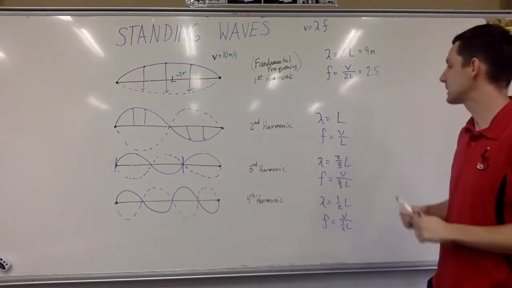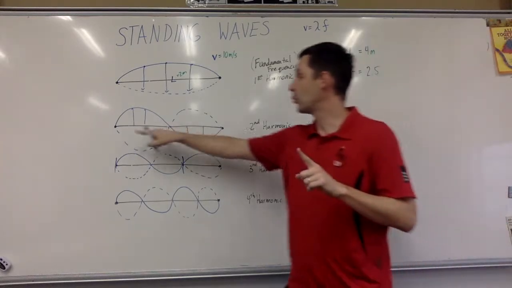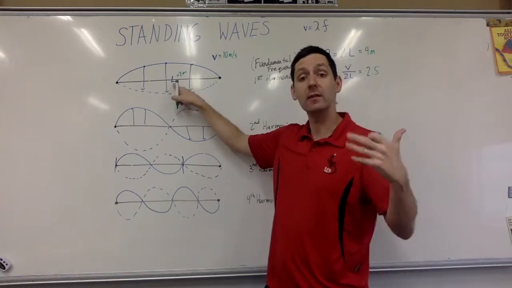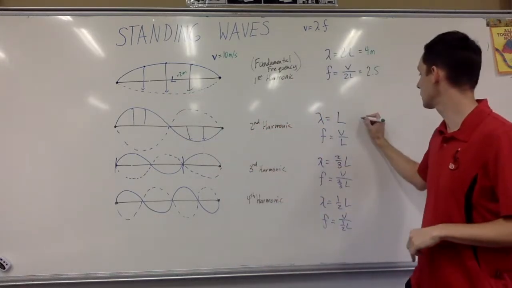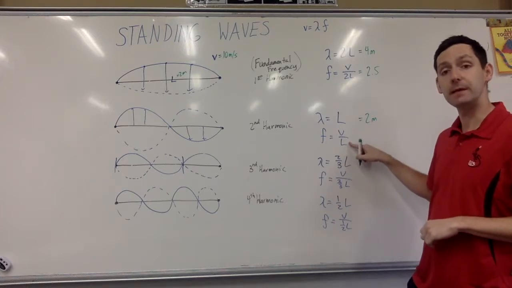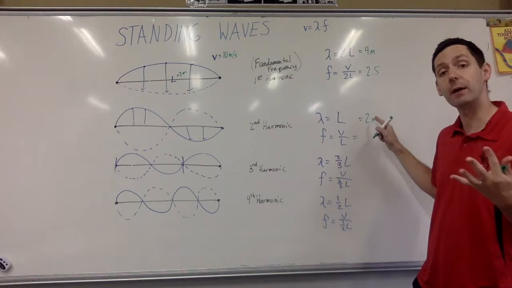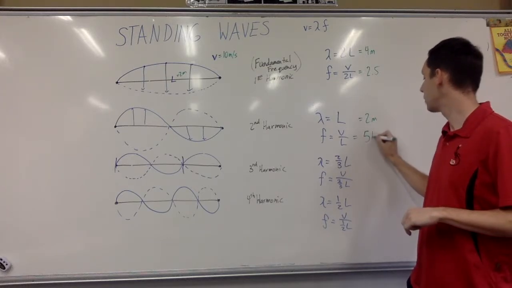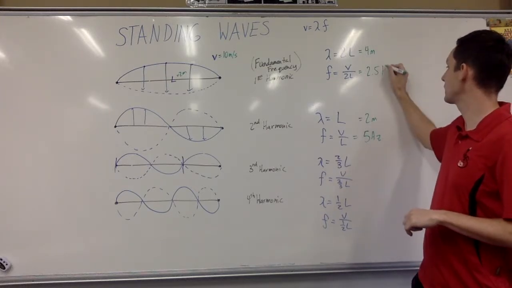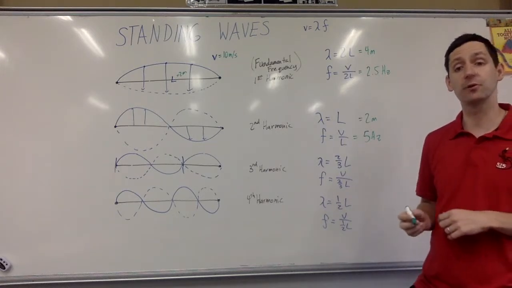Let's move on. Okay, second harmonic. Lambda is L. So this time the wavelength is the whole length of the string, which is 2 meters. The frequency is the speed divided by the length. Okay, so 10 again, divided by 2. 10 divided by 2 is 5. Now remember, frequency, sorry I didn't write the units up there, frequency is in hertz. Okay, how many cycles you go through in a second.